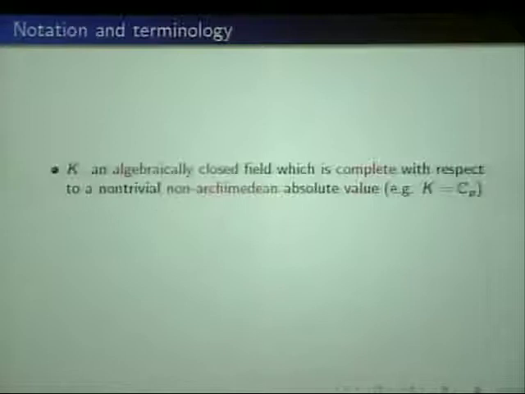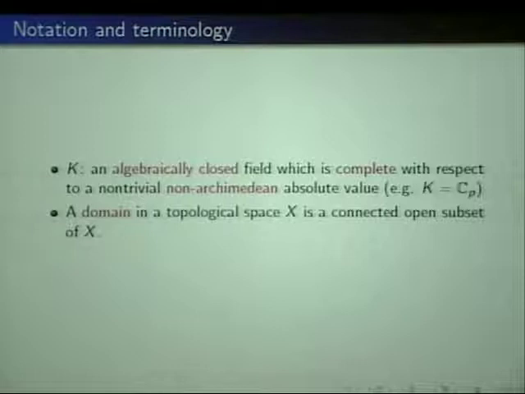So K, as always for me, is algebraically closed and complete, with a non-Archimedean, non-trivial absolute value. And a domain, I think I haven't used, well, I talked about simple domains. So in general, a domain is a connected open set. And I'll always talk about the Berkovich topology when I say connected. And that's the same as path connected.